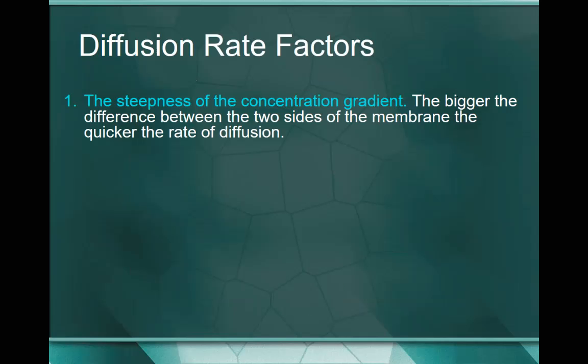So the first one is the steepness of the concentration gradient. The bigger the difference in quantities on both sides of the membrane, the faster it's going to move. And this should make some sense because the more there is, the more likely it is to move to a place where there's less. Okay. So the steepness of the concentration gradient is the first one.